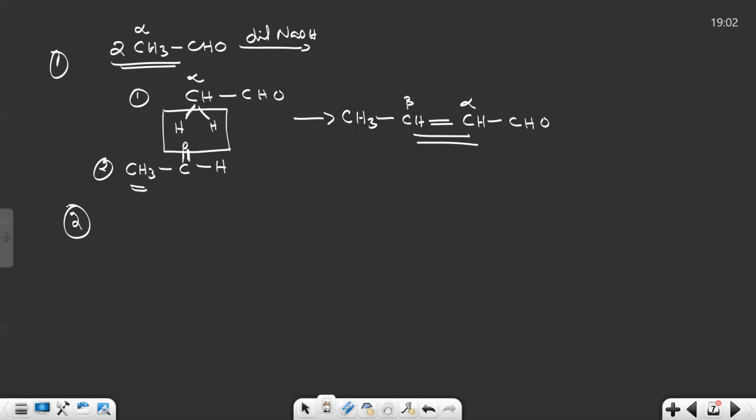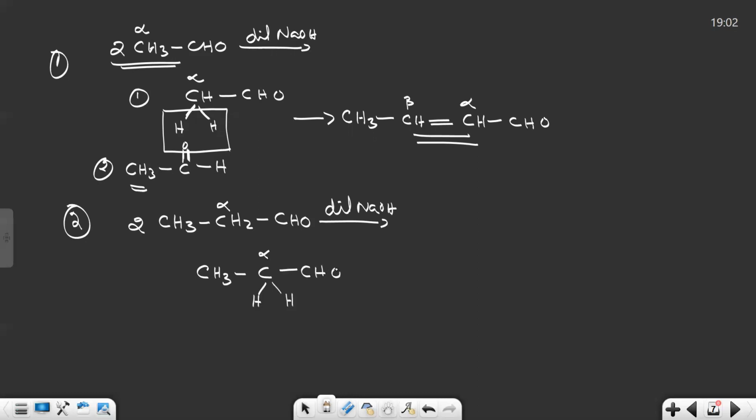Now this was our first example. Our second example was two molecules of CH3CH2CHO in the presence of dilute NaOH. So write it the same way. For the first molecule, you write CH3, then see this is the alpha carbon, right? So two hydrogens of the alpha carbon you write, and then CHO. Then the second molecule required for the reaction, write it just below it, CH3 CH2 CHO.